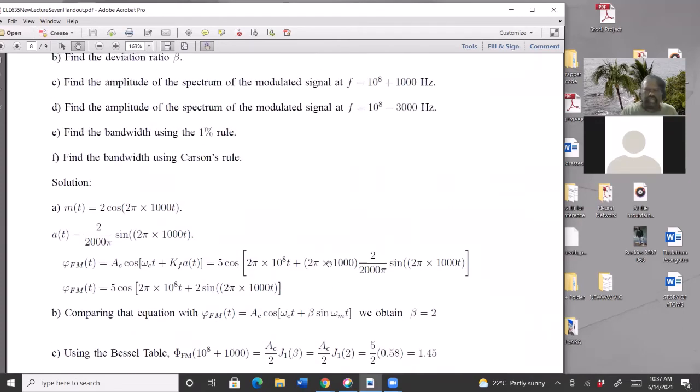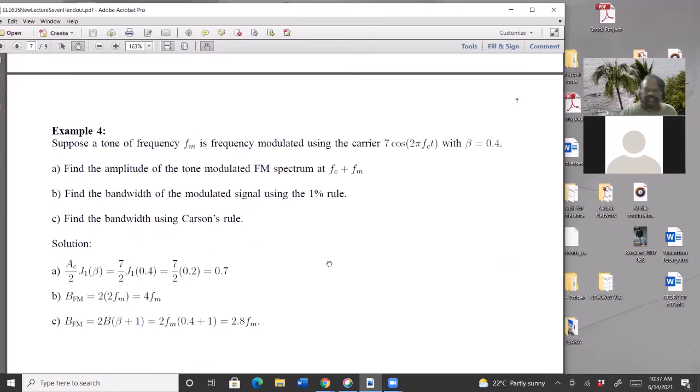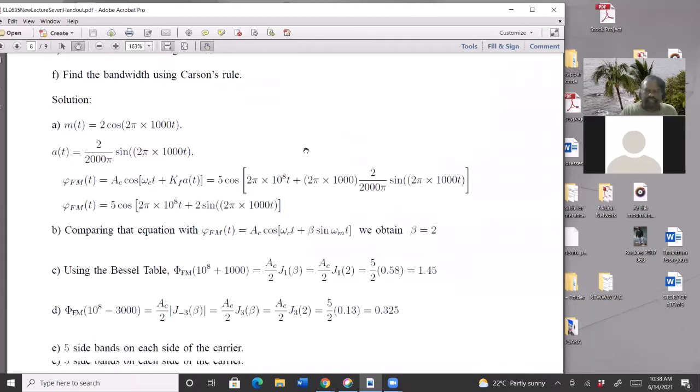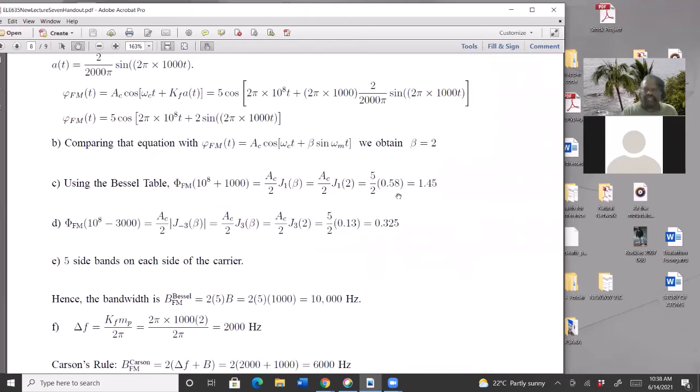Oh, sorry, that's the message signal. Sorry, I keep saying... the carrier signal is here. So sorry, this is not AC. A sub c is this, which is 5. So 5 over 2, and then the value from the Bessel table, which is 0.58, because beta is 2. So AC over 2, and then J1 at 2.